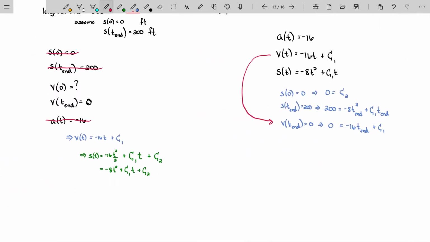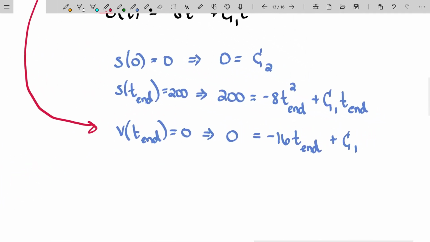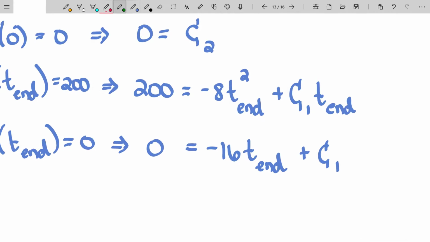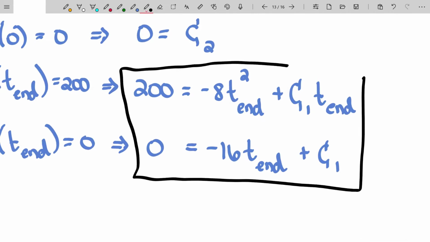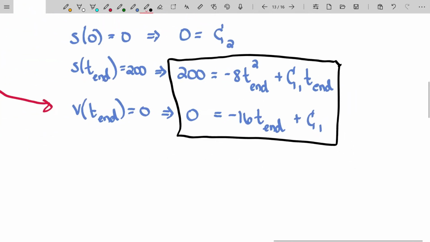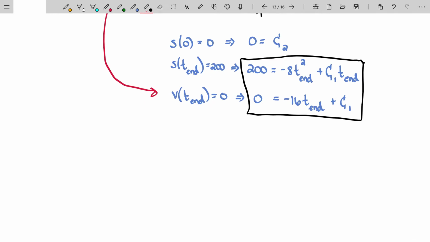Just doesn't seem fair. It's as if we're not going anywhere. It's like we don't have anything. But then you take a look at this group of information. You have two equations here, and you have two unknowns. Your unknowns are C1 and time end. That's a system of two equations and two unknowns. I can easily solve that. So let's go ahead and solve that system of equations.